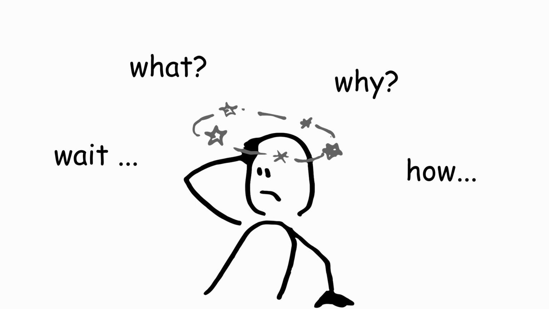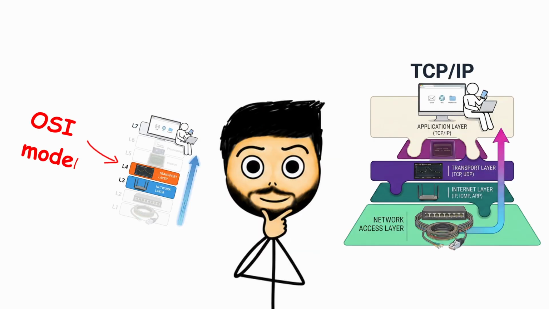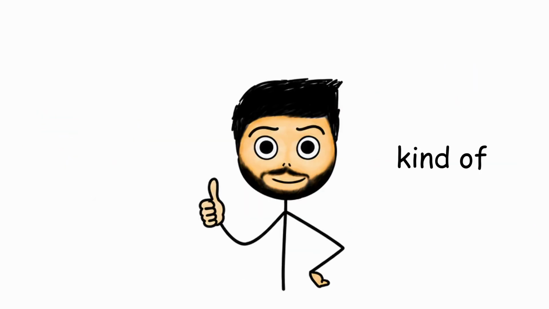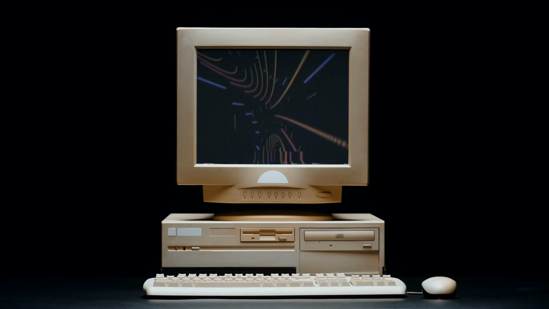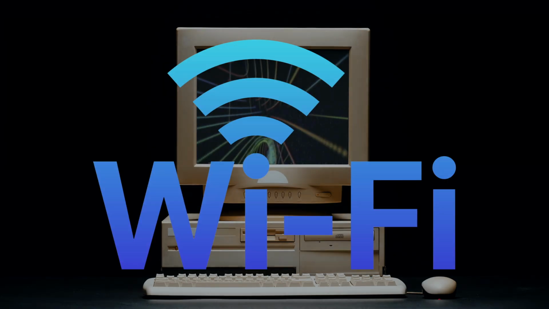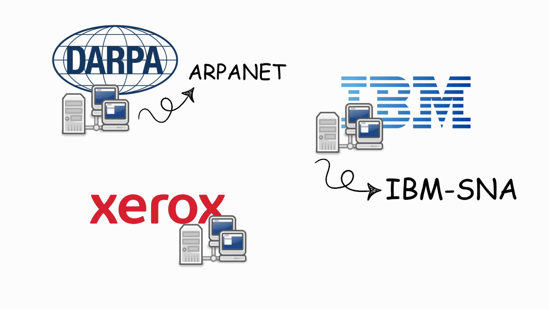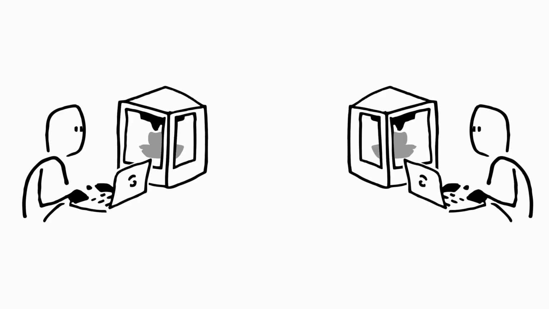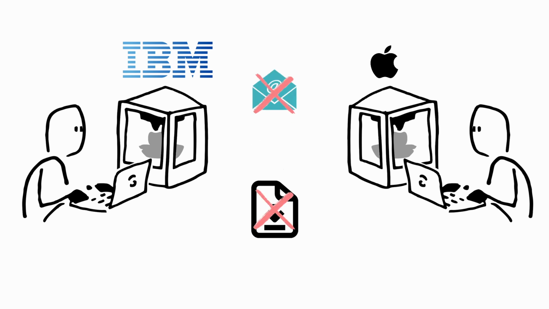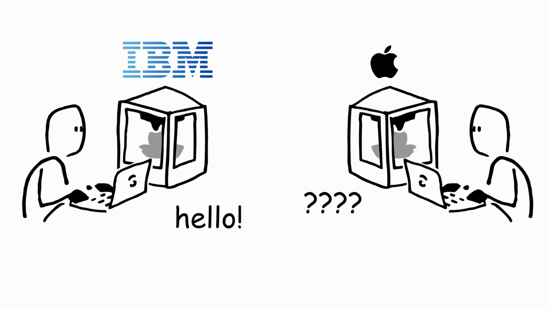Wait, what? Why on earth would there be two different models? And you're saying they're related? Kind of. Let me explain. Back in the late 60s and early 70s, there was no internet as we know it today. A lot of computer companies were creating dedicated proprietary networks, like ARPANET and IBM SNA, that would allow only their own computers to talk to each other. If you had an IBM computer and your friend had a Mac computer, you simply couldn't send them an email or a picture. That's because your computer spoke one language and theirs spoke another.